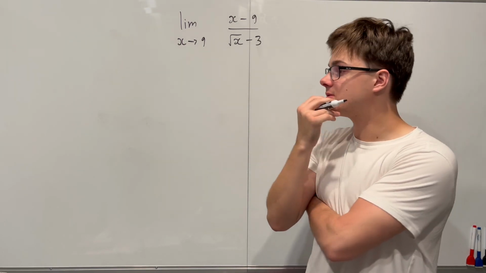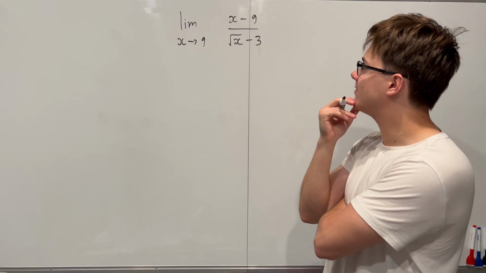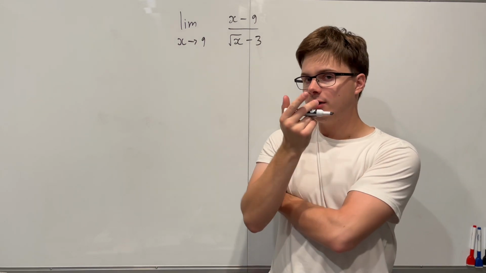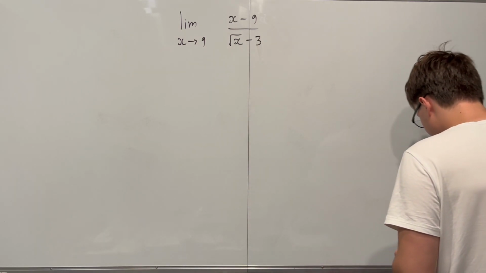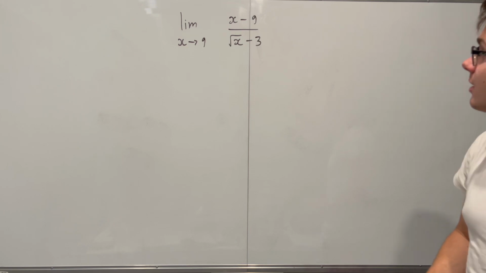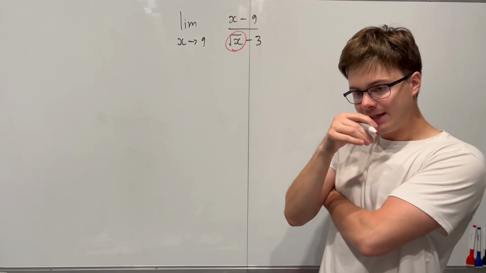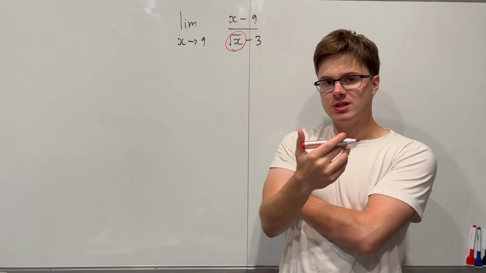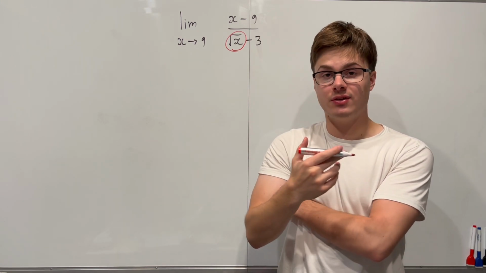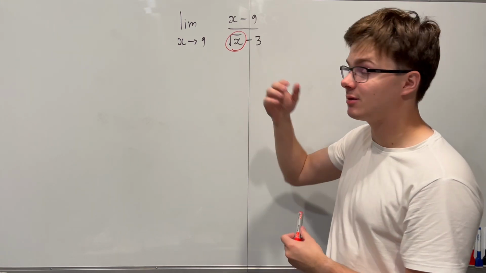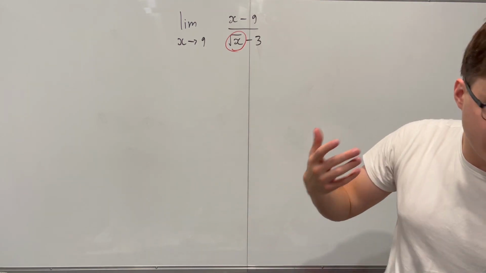The third strategy we're going to have to try is rationalizing. Now, why do I say rationalizing? Well, when you see something like a square root in your limits, you should immediately think, maybe I'll have to rationalize the function, or in other words, get rid of this square root, because clearly that is going to be the problem here. So how do we rationalize this function?